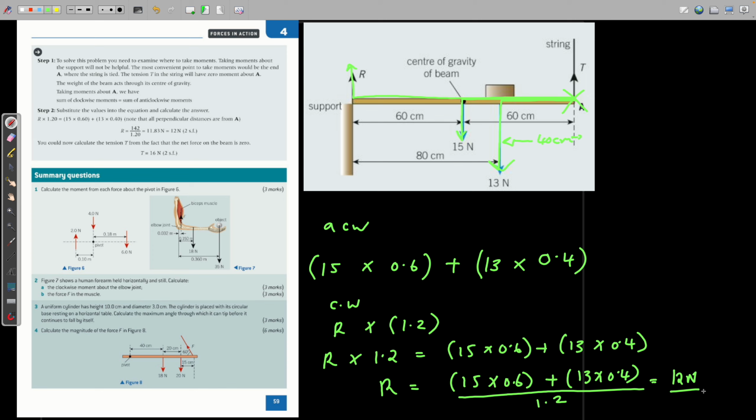So quite a typical question. You've got two unknowns, the tension and the reaction force. So if you want to get rid of one of the unknowns, take the pivot at that point.